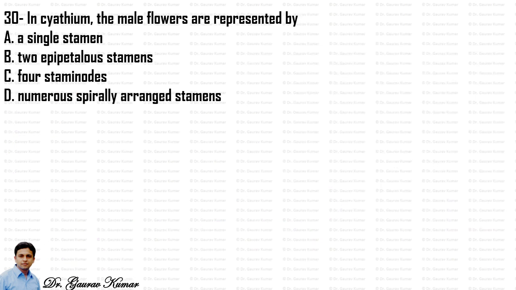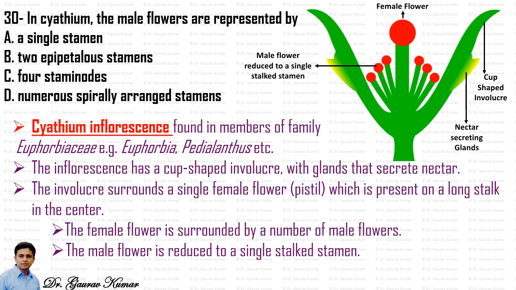So coming towards the last question of this video, in Cyathium, the male flowers are represented by, the options are a single stamen, 2 epipetalous stamens, 4 staminodes, or numerous spirally arranged stamens. So let's see what actually is a Cyathium inflorescence. You can relate whatever I say to the figure on the right hand side. The Cyathium inflorescence is found in the members of family Euphorbiaceae, for example Euphorbia, Pedilanthus, etc. The inflorescence has a cup-shaped involucre with glands that secrete nectar. You can see on the right hand side.